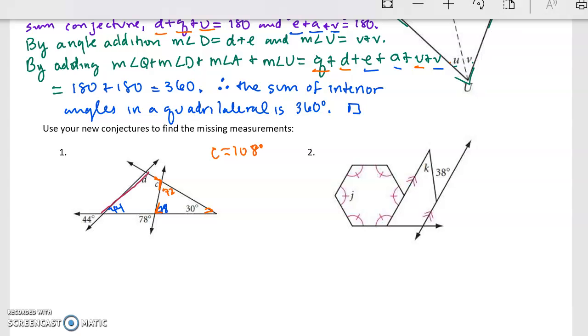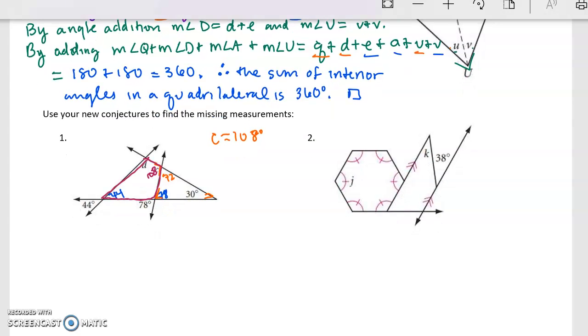I'm going to use quadrilateral sum to get angle D. So we know C is 108. I'm going to use a linear pair right here, so 180 minus 78 is 102. And then to get D, I'm going to use quadrilateral sum. So I'm going to take 360, and I'm going to subtract 44, 102, and 108. And D is 106. So that's how we find those two.